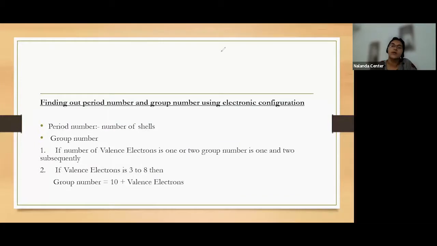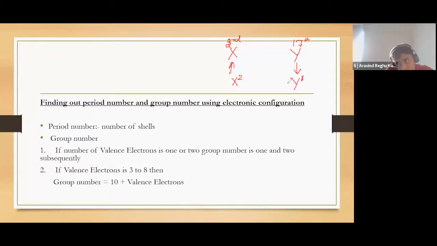Say, for example, one question is asked: an element X belongs to the second group, and another element belongs to the 17th group. They have reacted together and form a compound. What is its formula? How do you do that? Try it out. The second group is going to have a valency of 2. The 17th group is going to have a valency of 1.